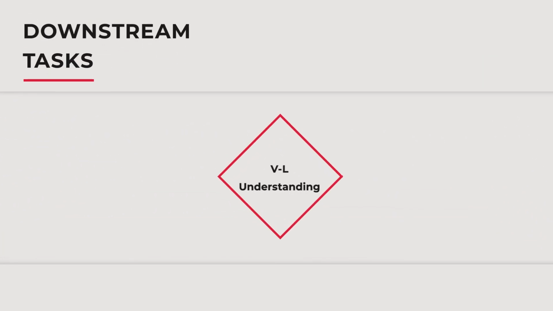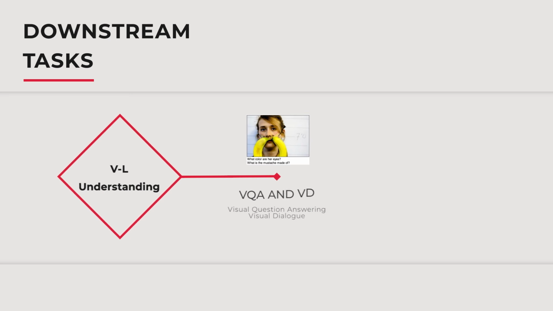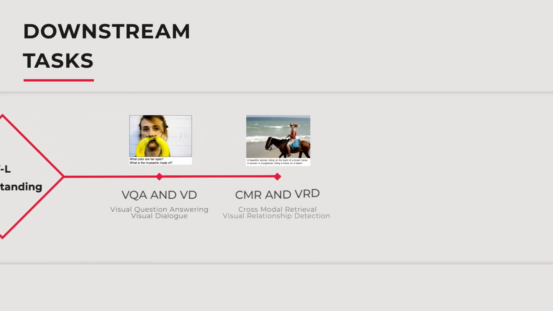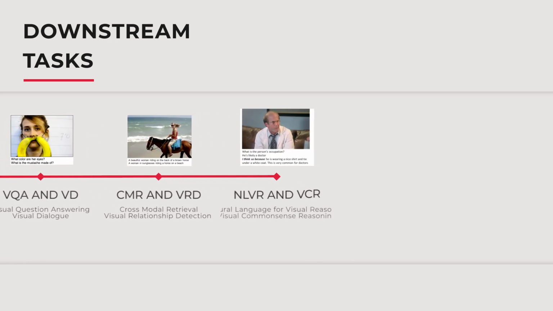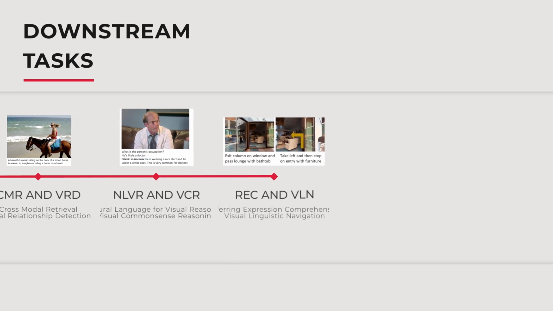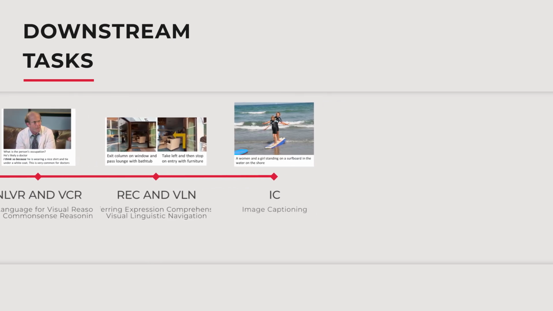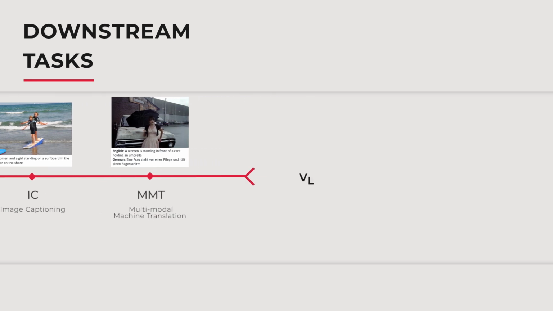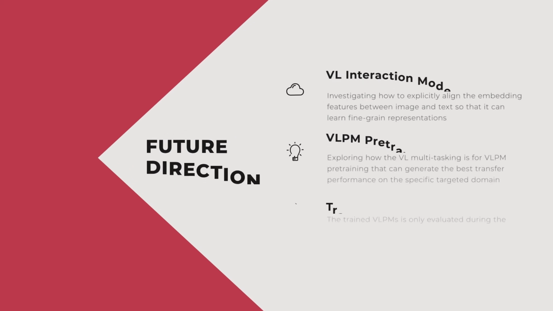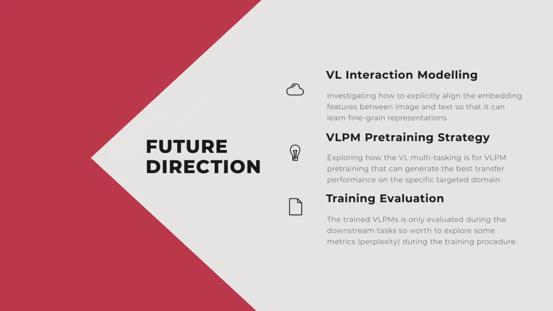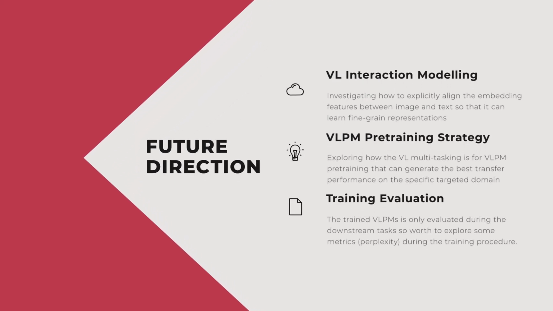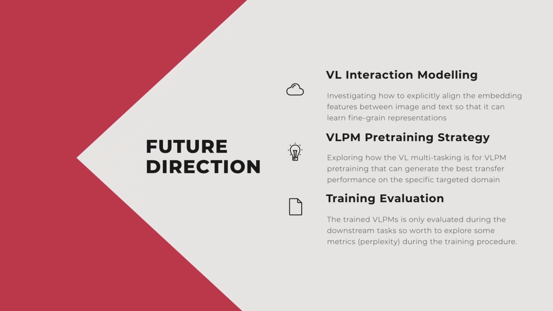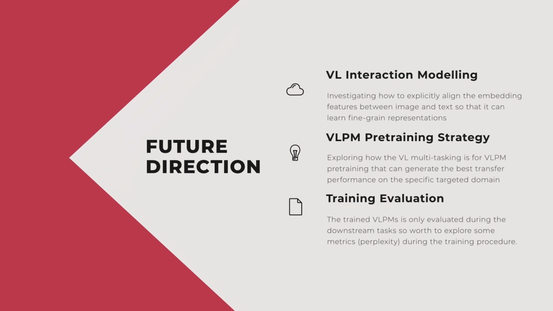We also provide a summary of the 8 commonly used vision-language understanding tasks: VQA and VD, SIMR and VRD, NLVR and VCR, REC and VLN, and IC, MMT for the last two via generation tasks. In conclusion, we present an overview of the recent advances in vision-language pre-trained models. We propose promising future directions for the VLPM.